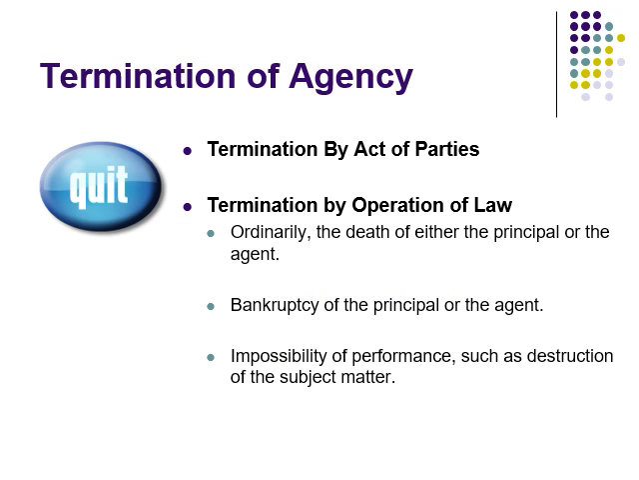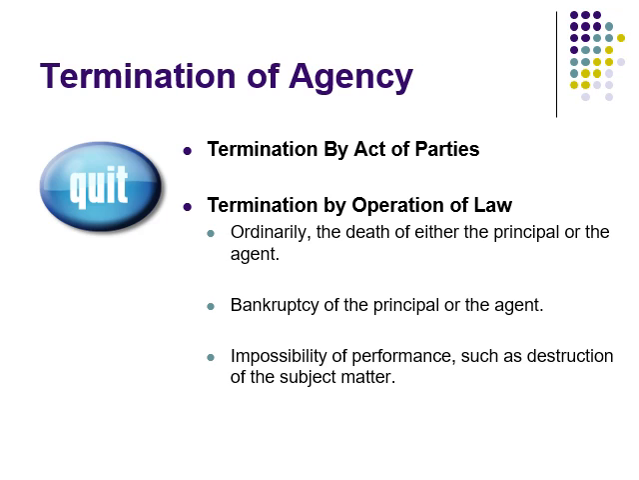Terminating the agency relationship, it could be by the act of the parties. The agent decides he or she does not want to be an agent anymore, or the principal fires the agent. It can also be by operation of law. Ordinarily, the death of either the principal or the agent will terminate or end the agency relationship. If the principal or the agent become bankrupt, that would end the agency relationship.